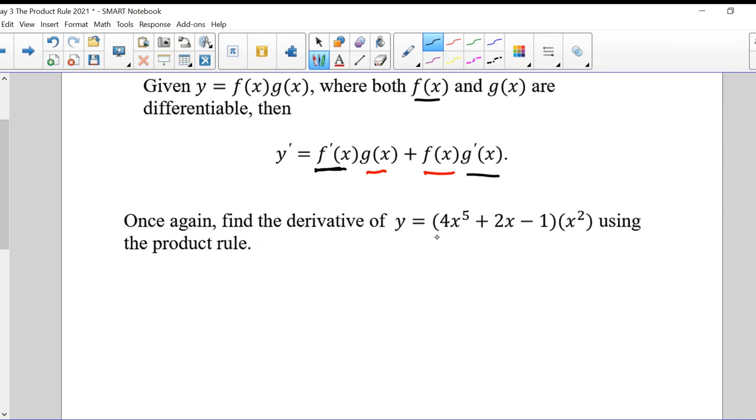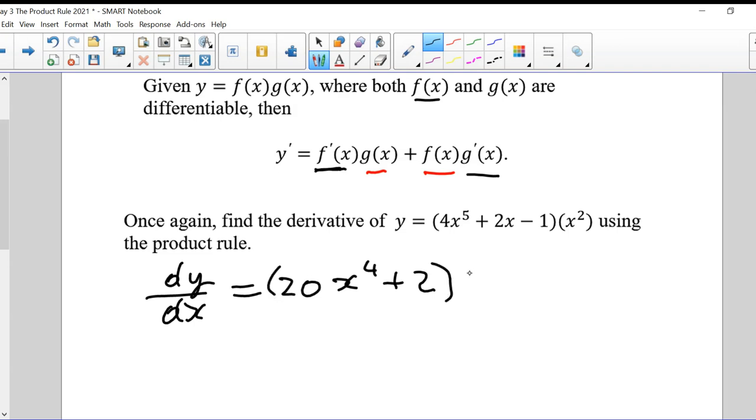So the product rule says take the first function and derive it. So if I derive 4x^5 plus 2x minus 1, my dy/dx should be equal to the derived first function, which would be 20x^4, 5 times 4 is 20, then drop a degree, plus 2. That's the derived first function multiplied by the underived second function, which is just x squared.